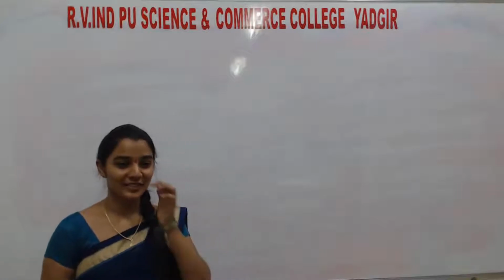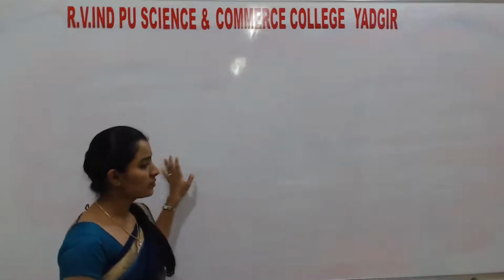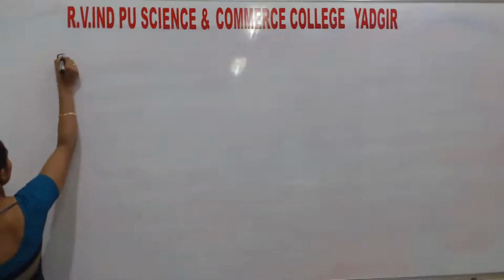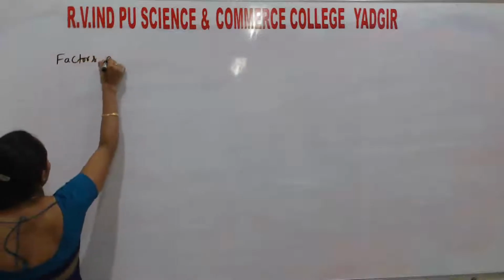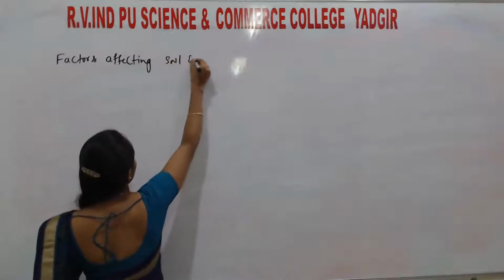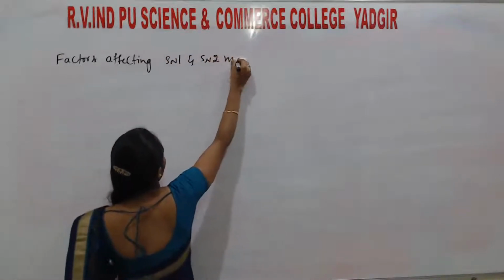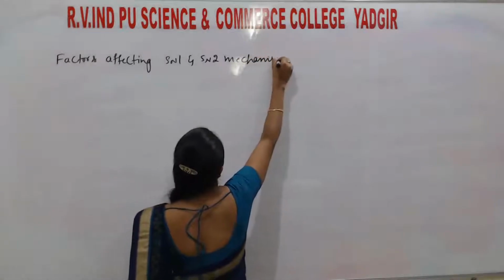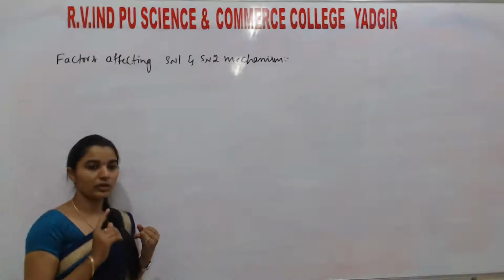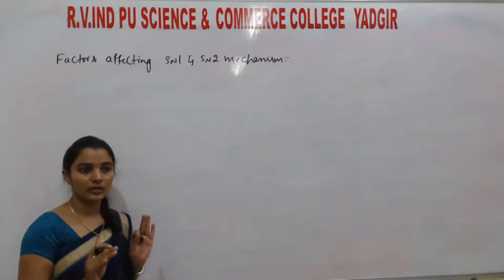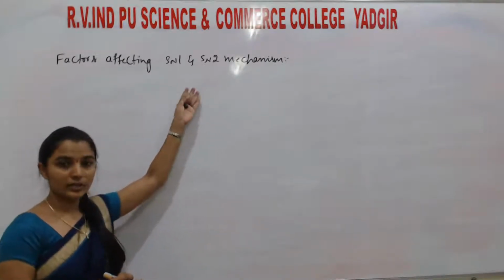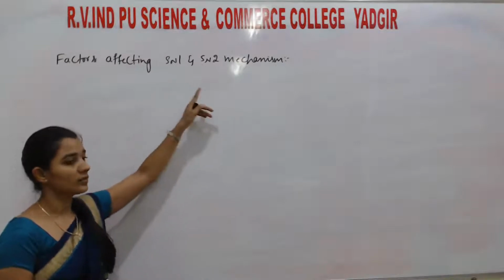In the last class, we discussed the SN1 and SN2 mechanisms. In today's class, we are going to discuss the factors affecting SN1 and SN2 mechanisms. In the mechanism, one alkyl halide is there, and another one, a nucleophile. Based on that, we are going to observe the effect of the respective species on the SN1 and SN2 mechanism.